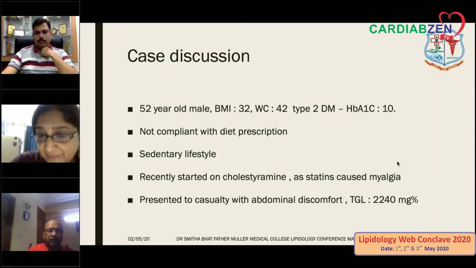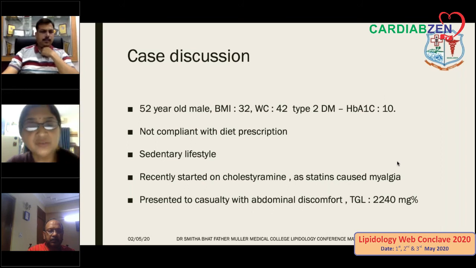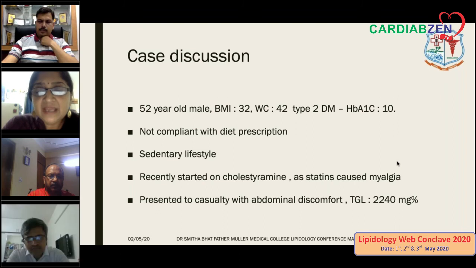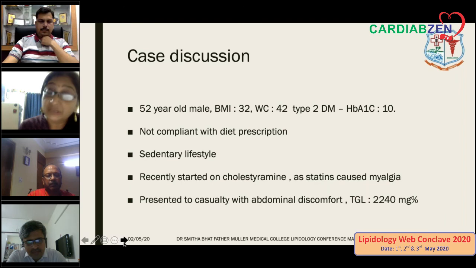He was started on statins. Unfortunately, they caused myalgia. So he was started on cholestyramine, bile acid resin. Next, what happens is he presents to casualty with abdominal discomfort and is found to have a sky high level of triglycerides, 2,240 milligram percent. What's going wrong? What have we done? What have we missed?